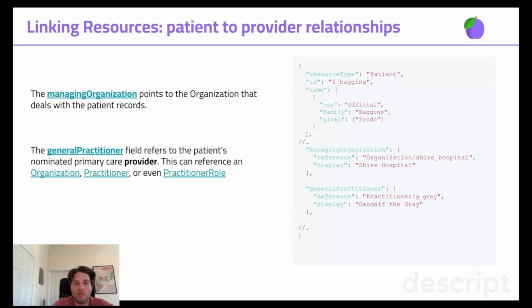Now, another way that resources get linked to one another is a patient and provider relationship. So, on a patient resource, we would have a managing organization, and this would be the organization that stores the patient records and manages general patient communication, and also the general practitioner. And this would probably be the primary care provider. But given the FHIR spec, it can actually point to another organization, a practitioner, or even a practitioner role.